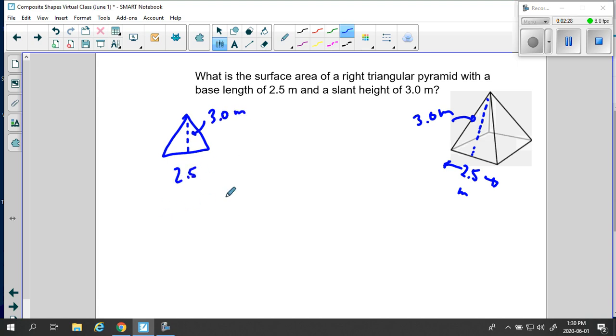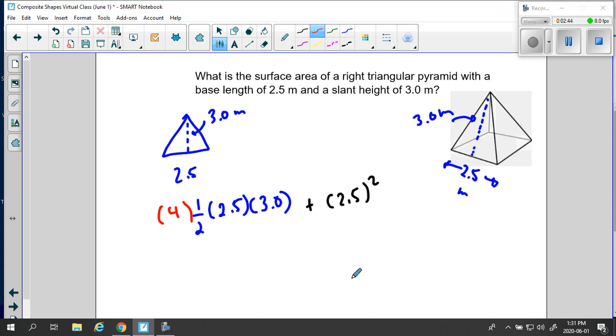So we're going to have a triangle with a height of 3 meters and a base of 2.5. So the area of the triangle is going to be 1/2 base times height. And then you have to also add the area of the square, which is 2.5 squared. And because there are 4 triangles around the face, you need to multiply this by 4. So if you do that in your calculator, you're going to get 21.25. But I'm just going to round it to 21.3 meters squared to 1 decimal place.